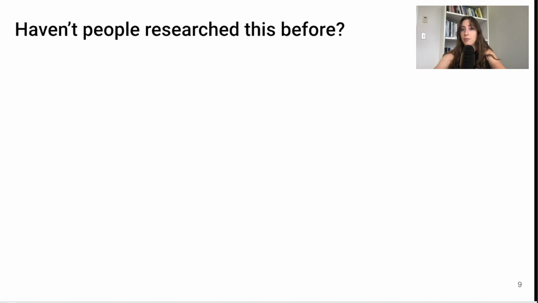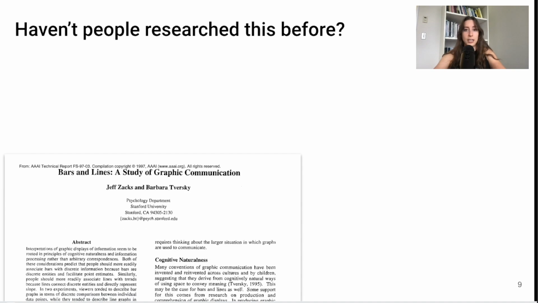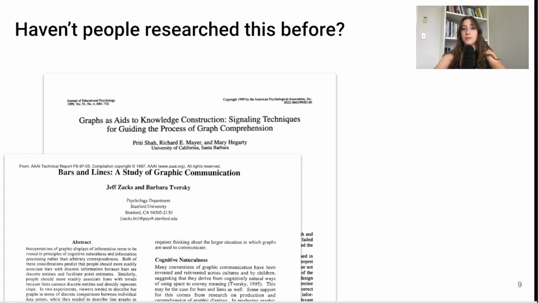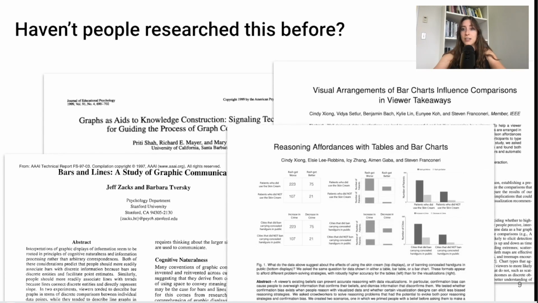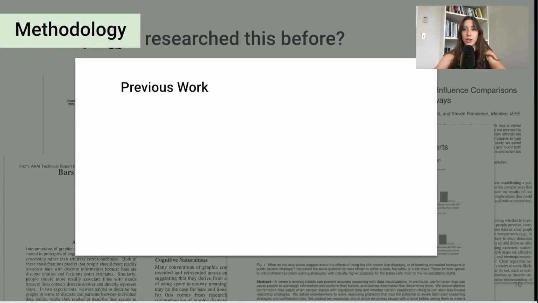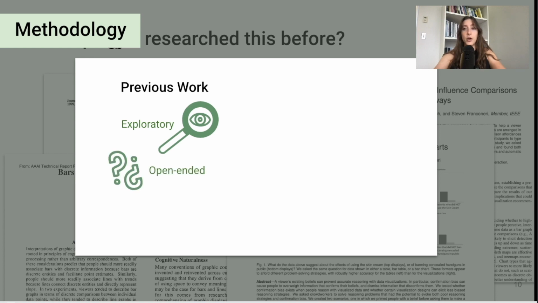So you might be asking, haven't people researched this before? And the answer is yes, they definitely have. Starting back in the 90s, we have some very influential papers from Zacks and Tversky, from Shah et al. that investigate the affordance differences between bars and lines. And as recently as last year at Viz, we have some interesting papers looking into affordances as well. But the majority of this work tends to be exploratory in its methodology, very open-ended, and it requires qualitative coding.